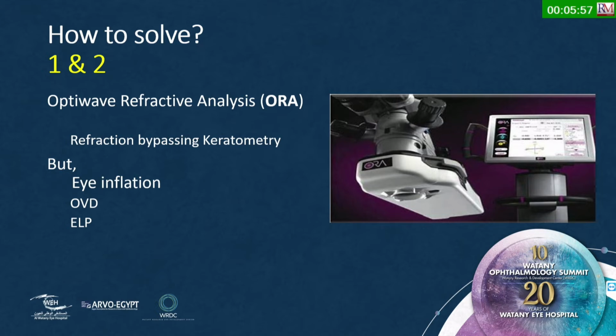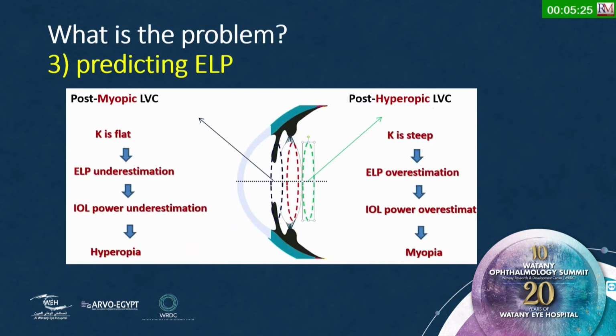The second trick to solve it is to use the ORA. It is not widely available, but it is present. The OptiWave Refractive Analysis uses the refraction of the eye, not the K reading at all. At the end of the surgery, the surgeon can measure the refraction of the eye and so calculate which lens he can put. But it has fallacies. For example, eye inflation and the OVD can change the refraction and the effective lens position. It is not constant. It does not take into consideration the effective lens position.